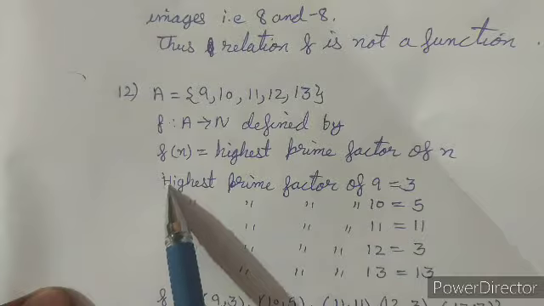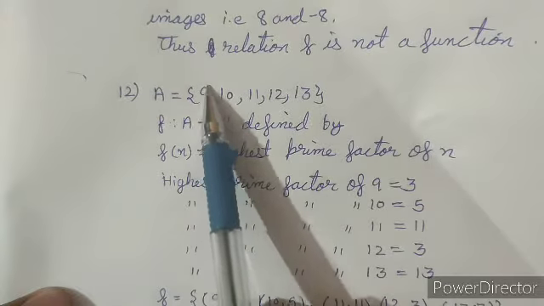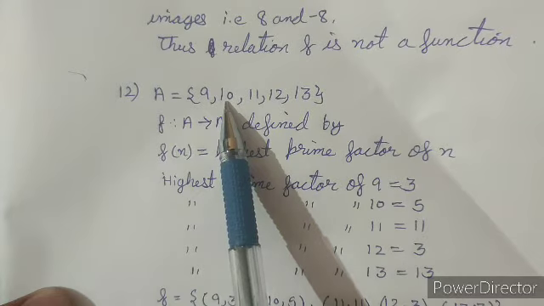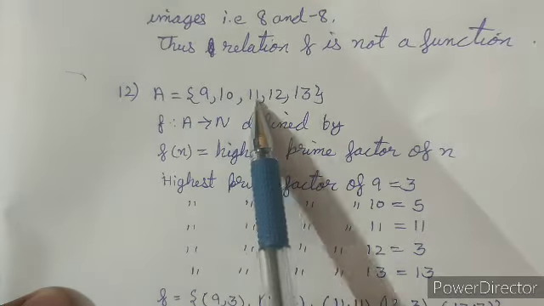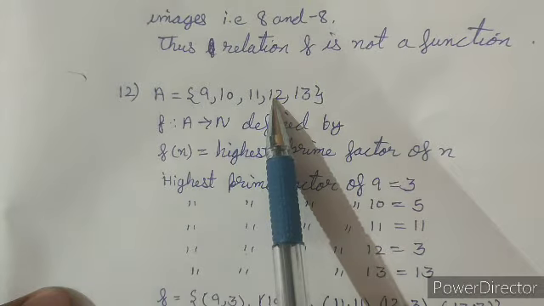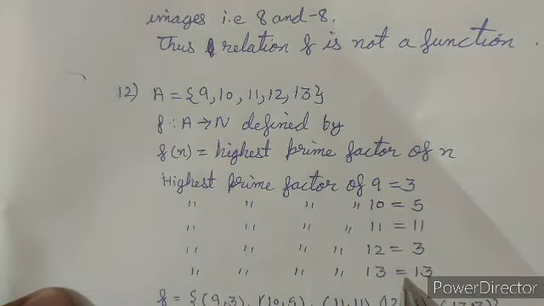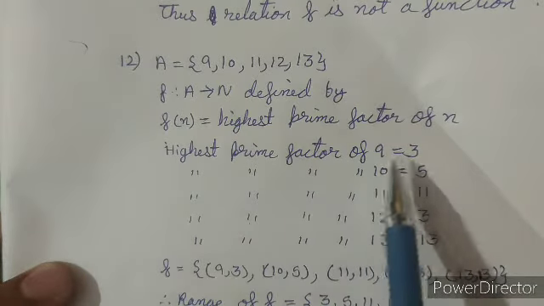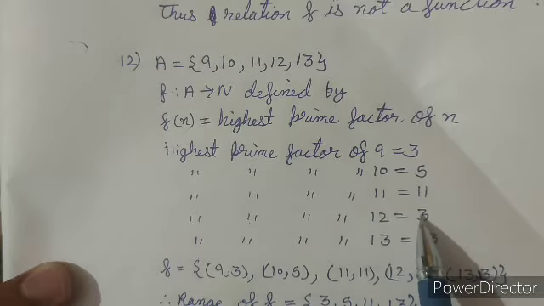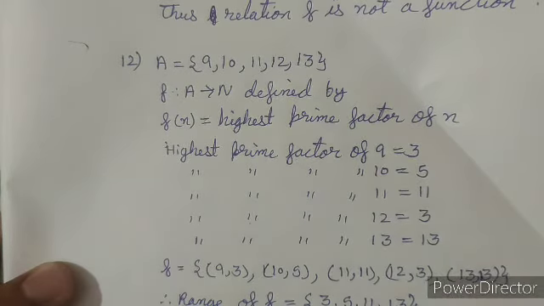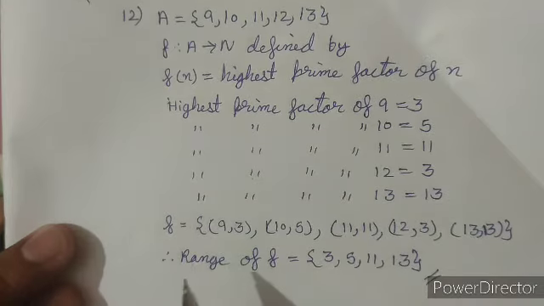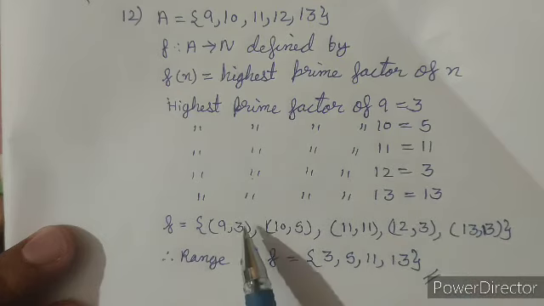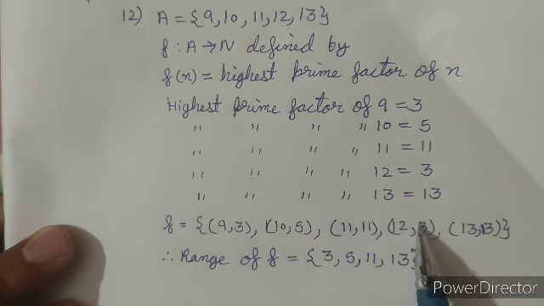Now here highest prime factor of 9 is 3. Similarly, highest prime factor of 10 is 5. Of 11 is 11. Highest prime factor of 12 is 3. And highest prime factor of 13 is 13. So, f will be (9, 3), (10, 5), (11, 11), (12, 3) and (13, 13). Now we have to find the range of f. The range of f will be the second element of the function, that is 3, 5, 11, 3, 13.